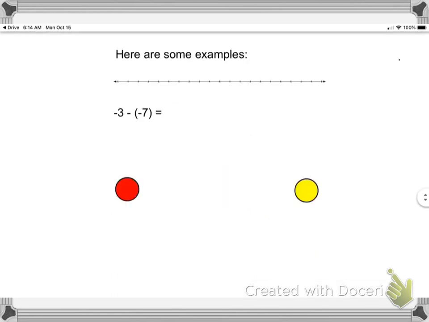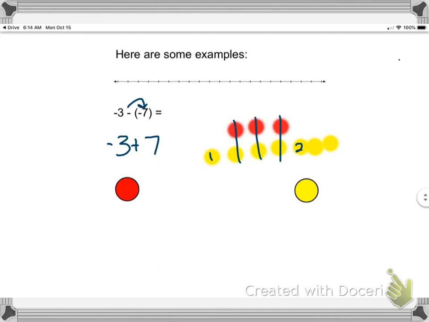Same thing here with this one. We're going to have negative 3 and the opposite of negative 7, which is 7. So we'll start off with our negative 3's, and we'll move to our positive 7's. And that gives us 3 zero pairs, and we're left with 1, 2, 3, 4 positives. Number line, here's our 0, negative 3, come up and move positive 7. And we are at positive 4.